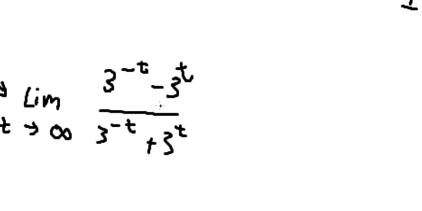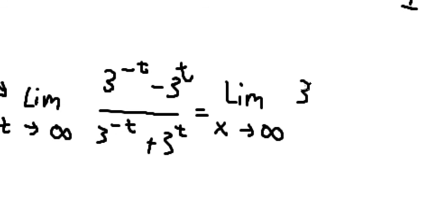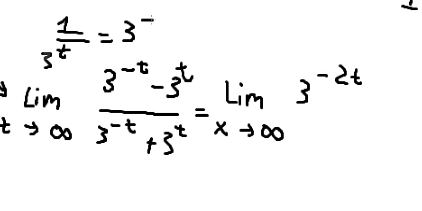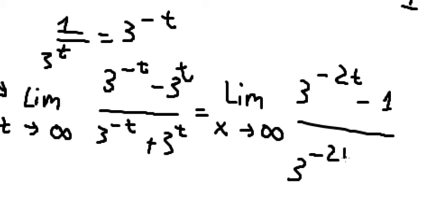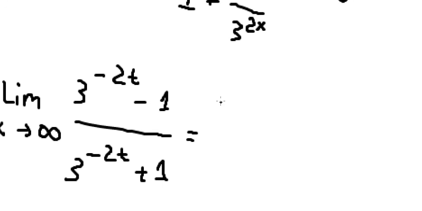Now we divide both sides by 3 to the power of t. So you get 3 to the power of negative 2t, because 1 over 3 to the power of t equals 3 to the power of negative t. That's why you get negative t with another negative t, and we have negative 2t. This one, we get the number 1. Next, we can write this one like this.